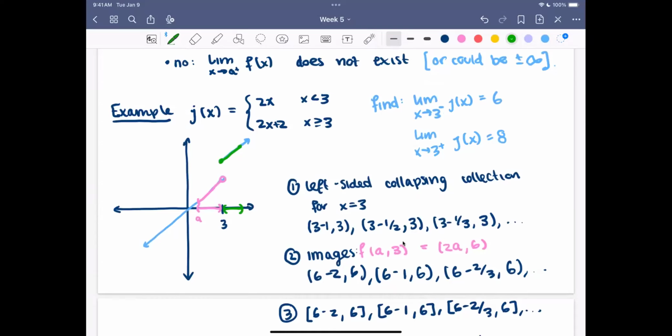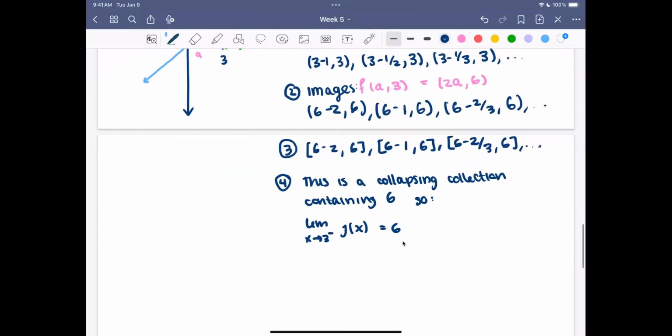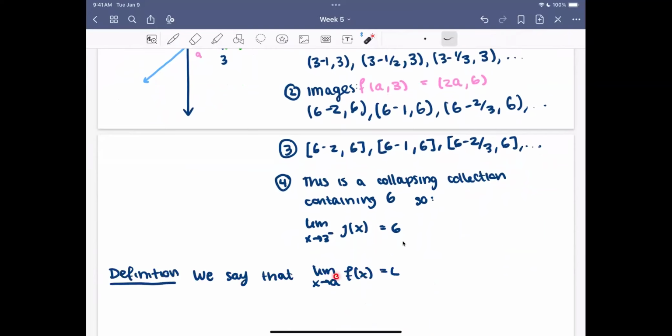This is sort of just previewing how this is going to connect back to continuity. So I'll give you one more definition about limits. So we'll say that the limit as x approaches a of f of x is equal to L. Now we don't have any plus or minus here, just the limit as x approaches a.